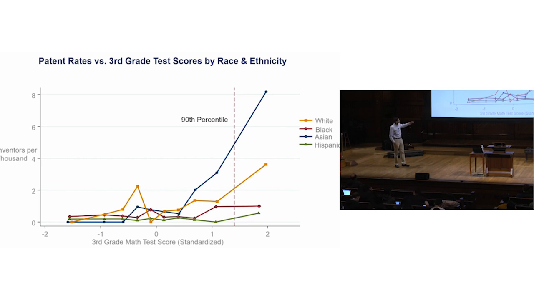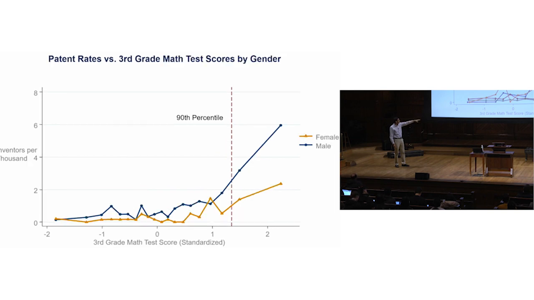And what you see here is a similar pattern for white kids and Asian kids scoring at the top of their third grade math class. They're much more likely to become inventors. But for Black and Hispanic kids, the relationship is unbelievably flat. Even if you're a Black kid at the top of your third grade math class, just like white kids, your probability of becoming an inventor is literally not higher. It's very close to zero, even at that level, right?